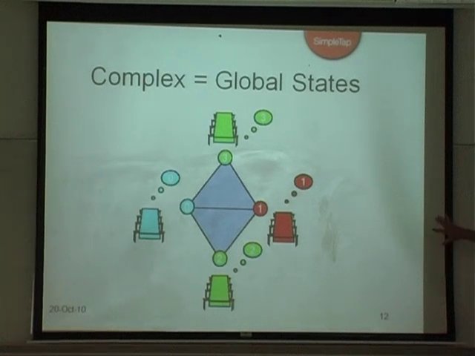So we can represent a collection of global states as a simplicial complex, and the dimensions of the intersections tell you how similar the states are. For example, if the two states are totally distinct, then their intersection is empty. So that's pretty distinct.